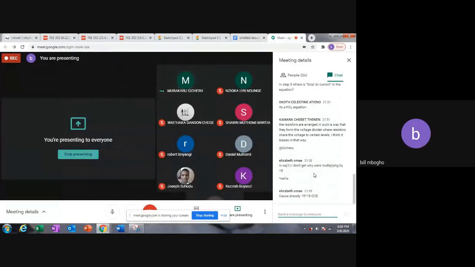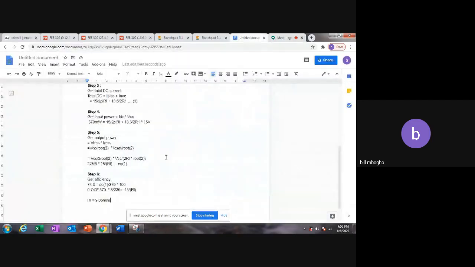Question: in equation 1, I don't get why we are multiplying by 15. Equation 1 is 225 over 8 times 15 over RL. You don't get why we are multiplying by 15? 15 was the voltage. It's because you've already done VCC times VCC to get to 225.